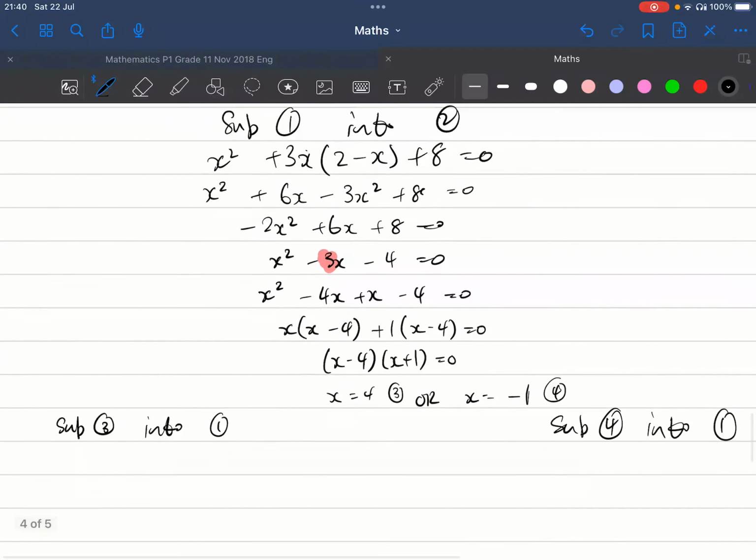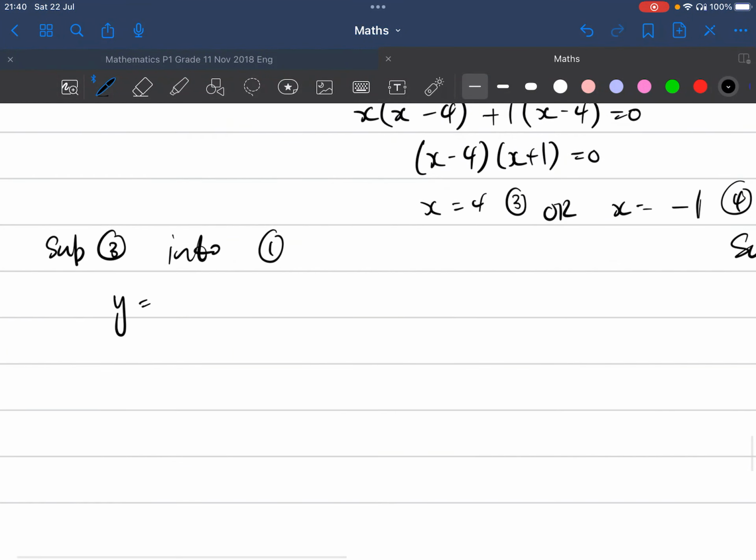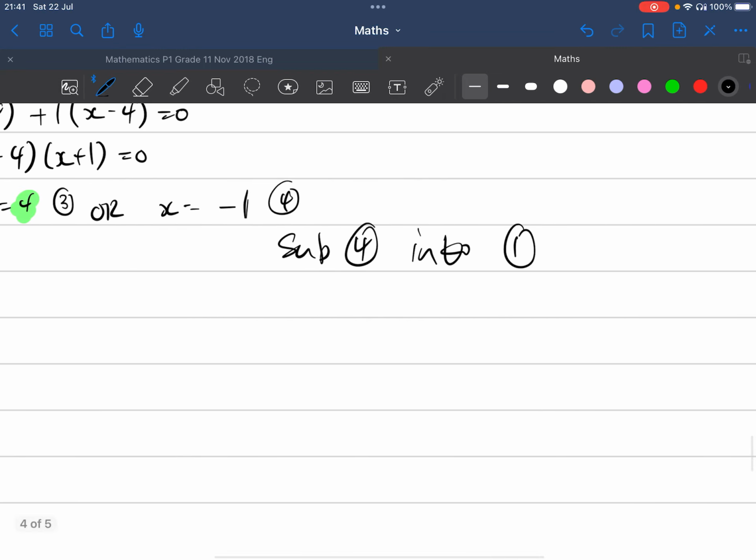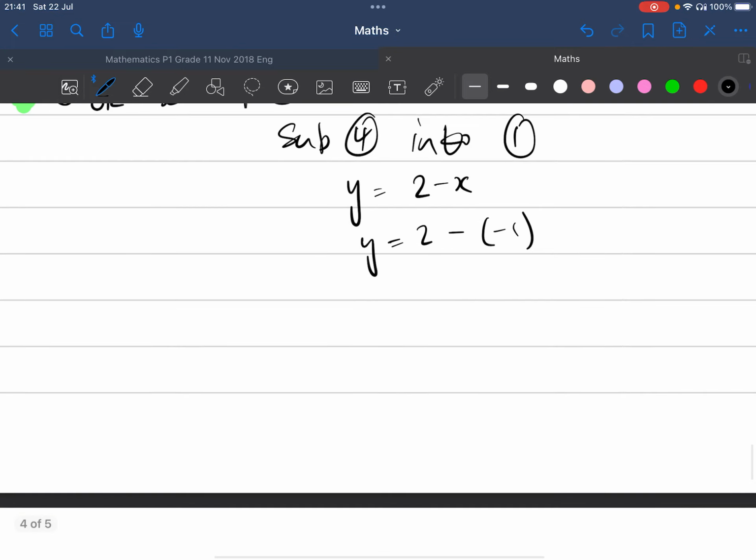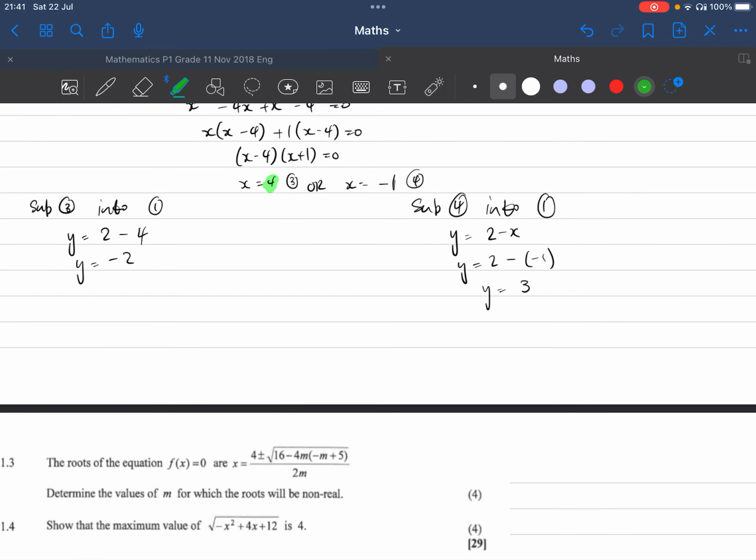Okay, so equation number 1 is y equals 2 minus x, right? But now in place of x we're going to put 4. Okay, so that means y equals minus 2. And on this side, y equals 2 minus x. So in place of x, we're going to put minus 1. Okay, so y equals 3. So that's your answers there. So you're going to end up with 4 answers, 2 x values and 2 y values.